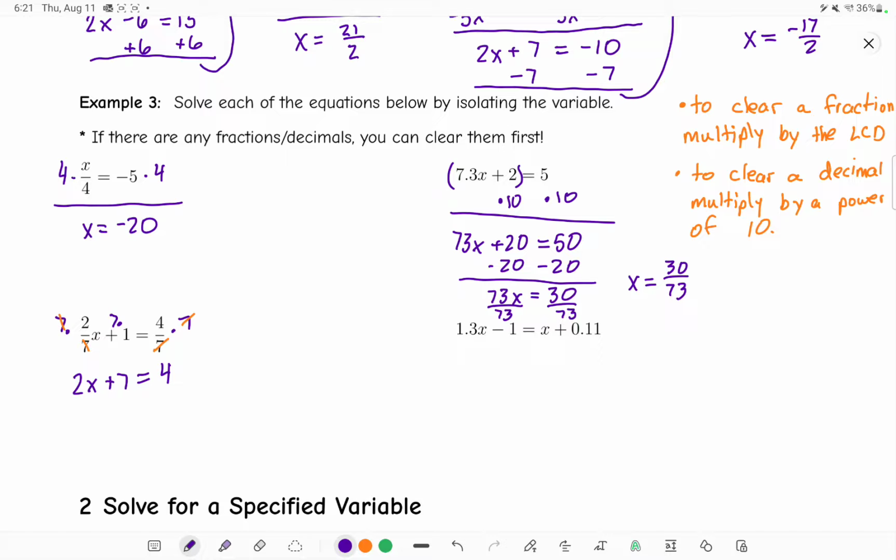Then you go through and solve it like we would. So we need to cancel out that 7, so subtract 7. 2x equals -3. Divide by 2, divide by 2. We get x equals -3/2.